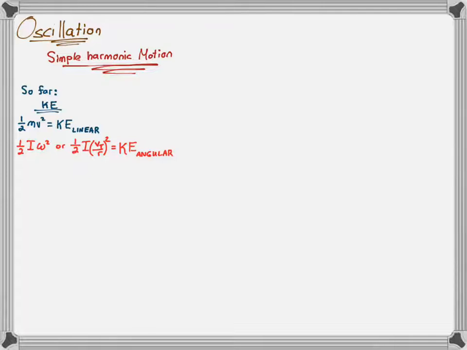Now, don't get tangent velocity and linear velocity mixed up. Sometimes they're equal to each other, sometimes they're not. They're only equal to each other when an object is rolling without slipping.